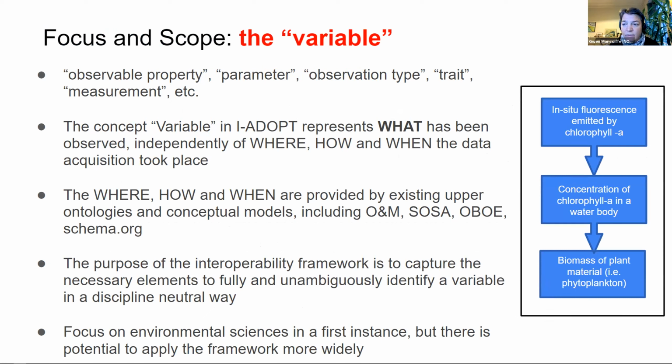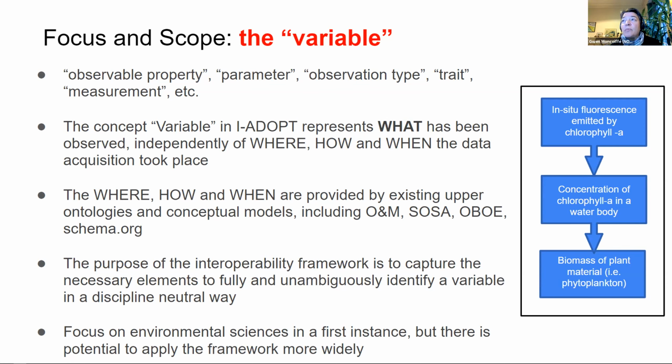Initially, we called it observable property, but this led to some confusion, so we settled for variable. Some people call it parameters, some people call it observation type, traits, measurement. It is what is being observed, measured, simulated.